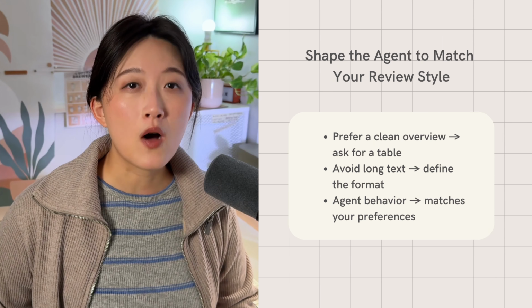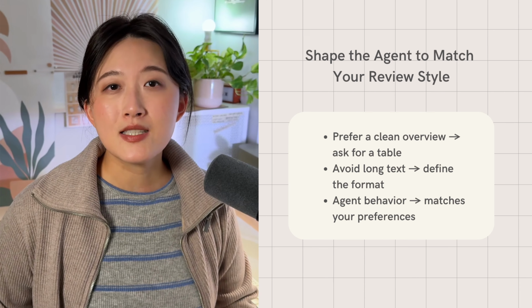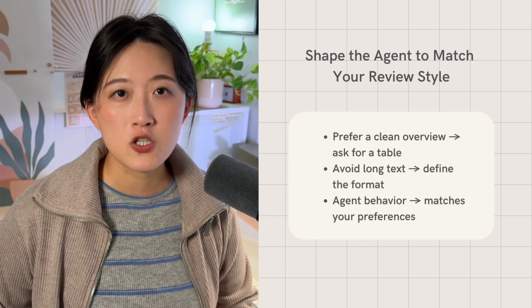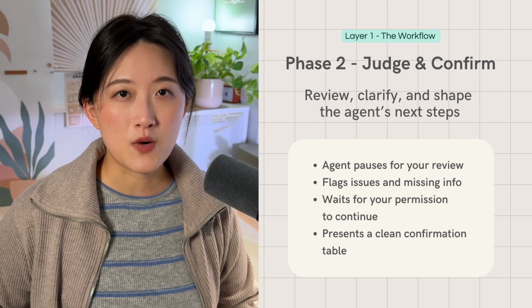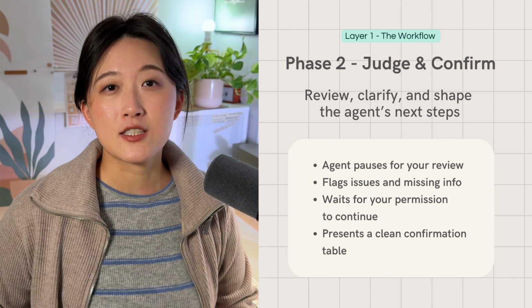It's not a requirement for everyone, but it's a great example of how you can shape the agent to match your review style. With the key actions defined, we can now translate them into a prompt like this. Stop once the Notion page is ready. After I finish reviewing and updating the information, generate a clear confirmation table summarizing all the items I've approved. Wait for my confirmation. Once that table looks right, I can confidently move to the execution phase.